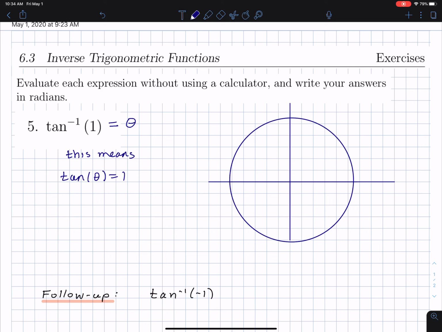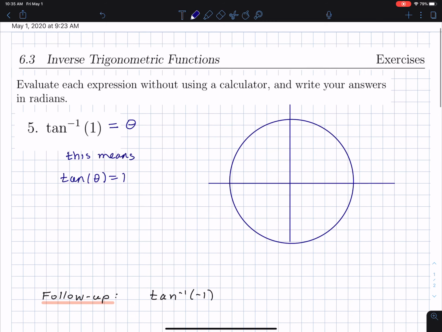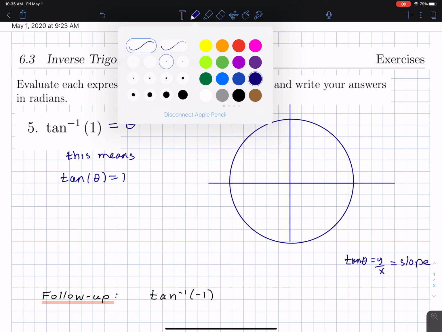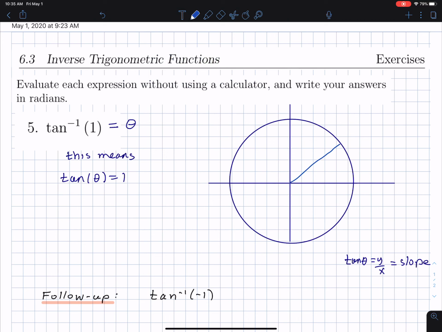One of the ways you can think of tangent is that tangent theta is equal to y over x, and that's the same thing as slope. So what I mean is the slope of the line segment from the center to the circle, the line of the radius of that segment. So what does a slope of 1 look like? Well, I think we know without really thinking all that much, it's going to come at a 45-degree angle. So that's a quick way to know that.